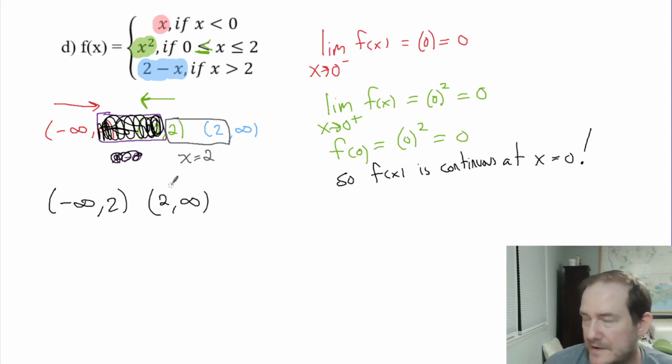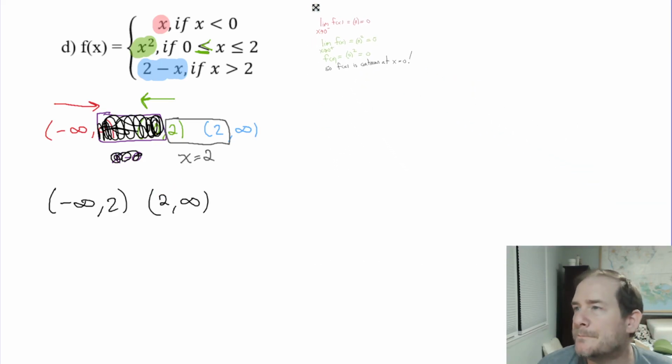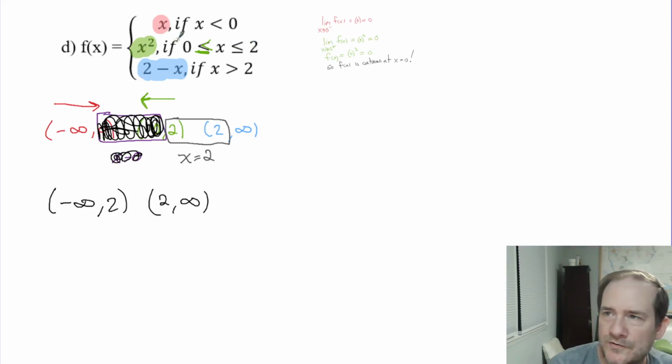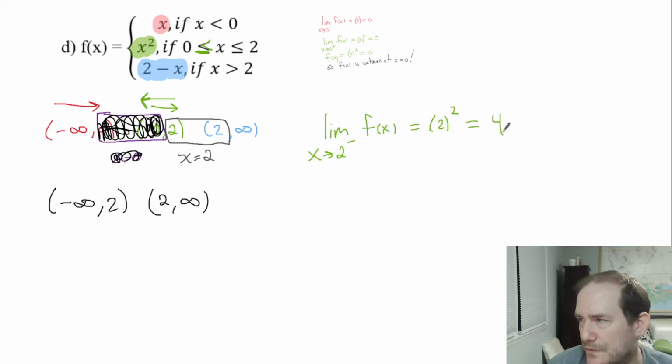Now, I'm still not convinced that I'm continuous at 2. I might not be. So we've got another round of testing the limits. So I'll shrink that down. And this time I want the limit as we approach 2. Notice 2 is at the end of the green interval. So as we approach 2 from the left, we're now using the green expression. So what is the limit as x approaches 2 from the left? Well, it would be given by the green expression, the x squared. So it'll be 2 squared, and it's 4. My left-hand limit is 4.